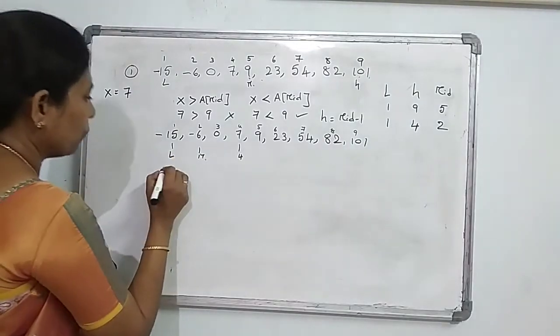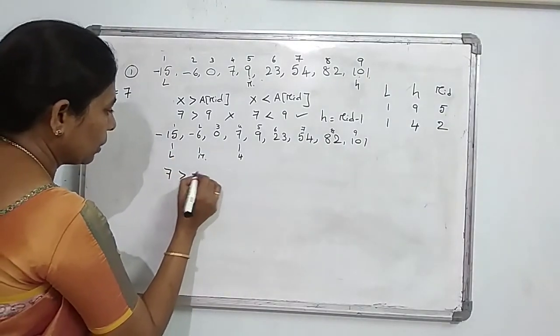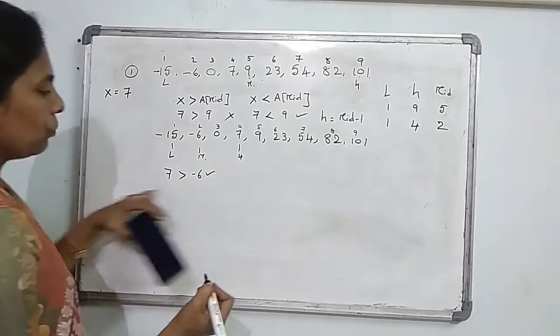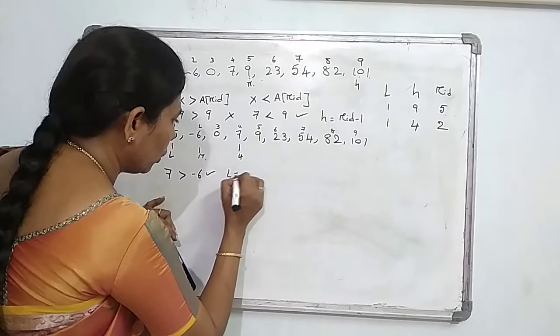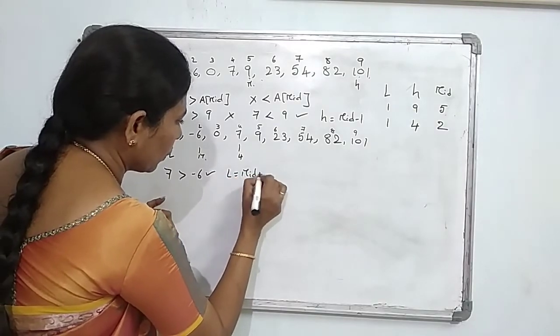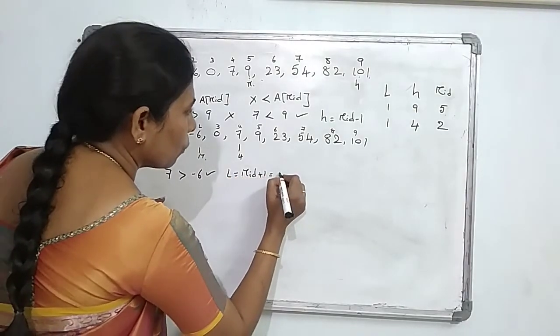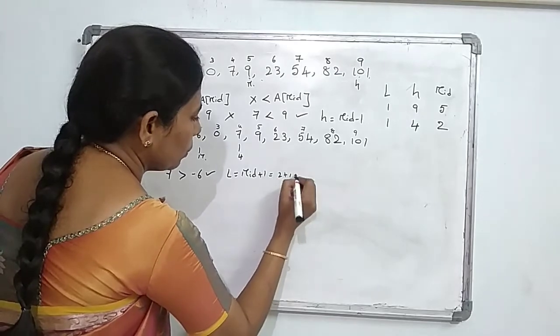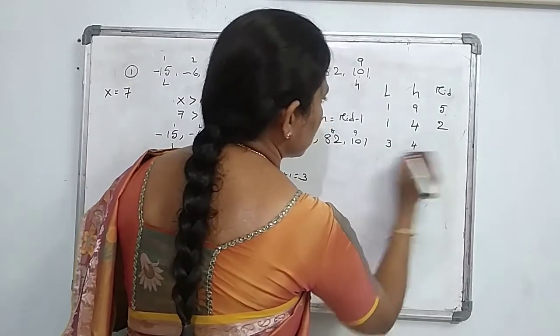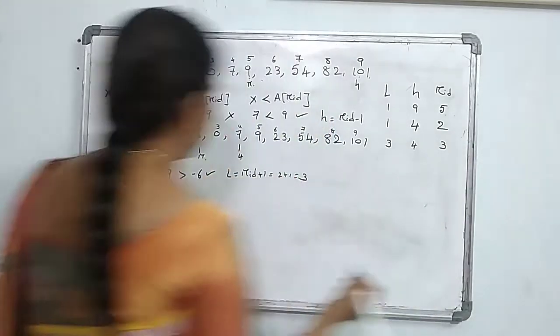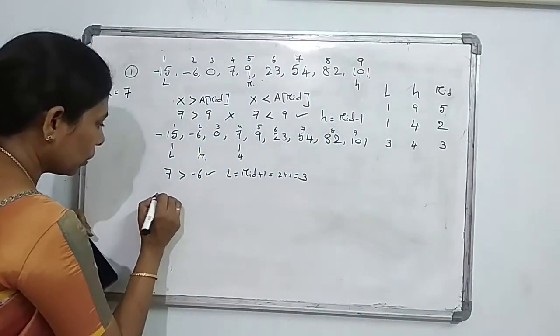So X is 7. 7 greater than minus 6? Yes. If 7 is greater than minus 6, now you can change the low value. Now low equal to mid plus 1. That means mid is 2, 2 plus 1, 3. So now 3, 4, 7. 7 by 2 means 3. So now again you can take this one.